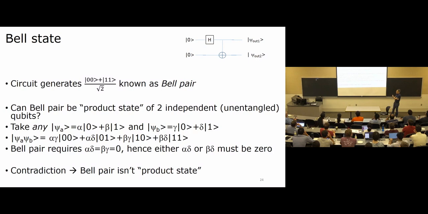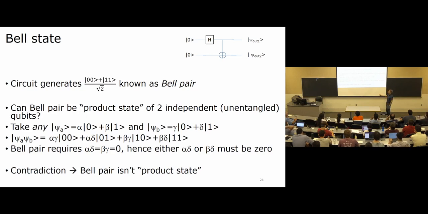Now, I claim that the two qubits are now entangled, let me start explaining what this means. So this circuit, which generates ket 00 plus ket 11 over square root of 2, is a well-known circuit. This state is called a Bell pair. And let's ask ourselves, could a Bell pair be comprised of two independent qubits? Could it be a product of two independent qubits?